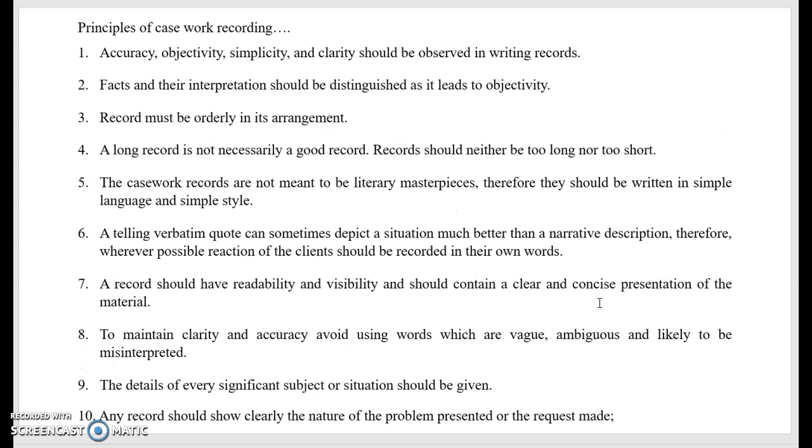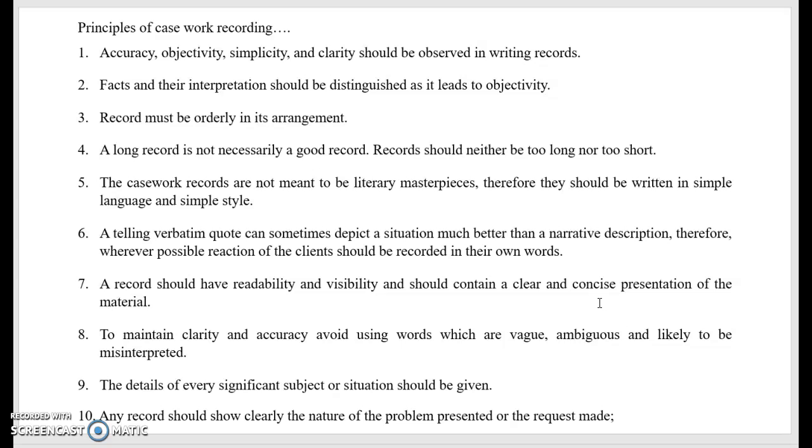Principles of casework recording: 1. Accuracy, objectivity, simplicity, and clarity should be observed in writing records. Second, facts and their interpretation should be distinguished as it leads to objectivity. Third, a record must be orderly in its arrangement. Fourth, a long record is not necessarily a good record. A record should neither be too long nor too short.